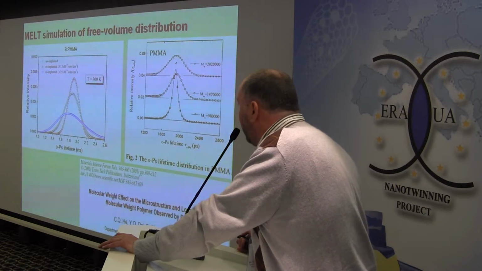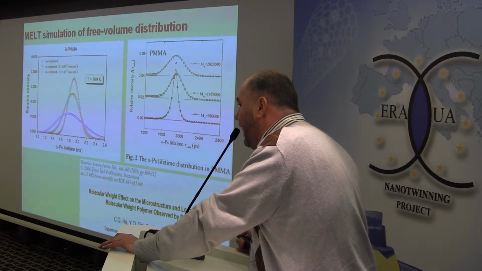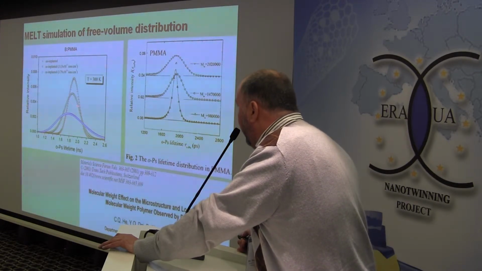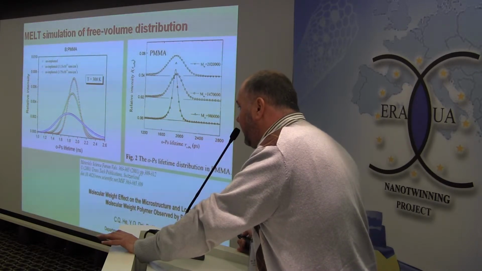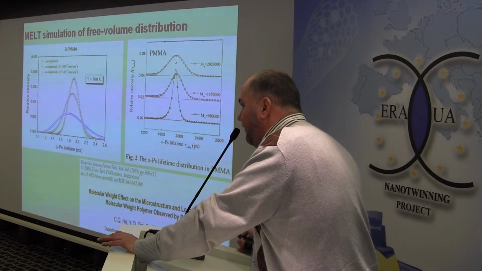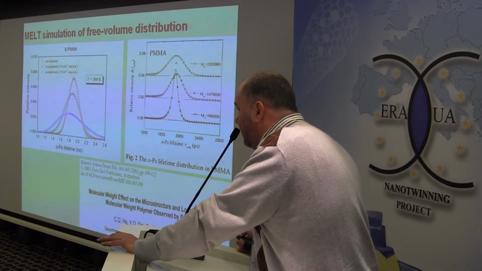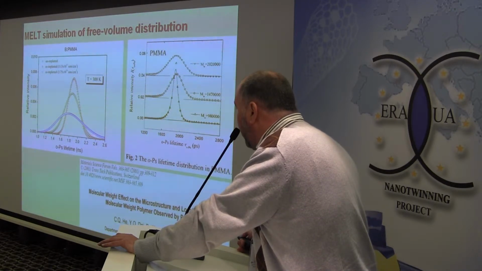So, according to this literature data, we analyzed our results for unimplanted and ion-implanted samples. We see that at lower ion doses the free volume distribution is narrow in comparison with the unimplanted sample. This process is in accordance with the formation of free radicals when we have distortion of bonds. But for implanted samples at high ion doses, the free volume or orthopositronium lifetime distribution is broader. This is in accordance with the increase of molecular weight in ion-implanted PMMA.